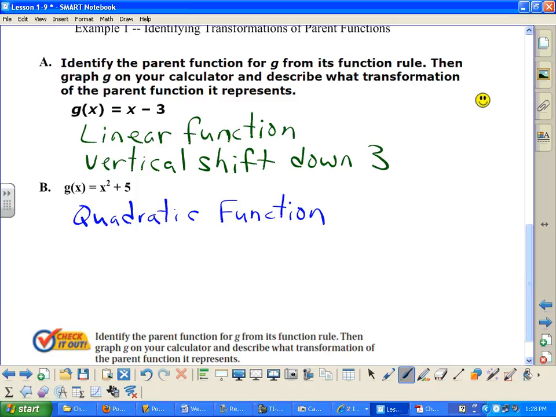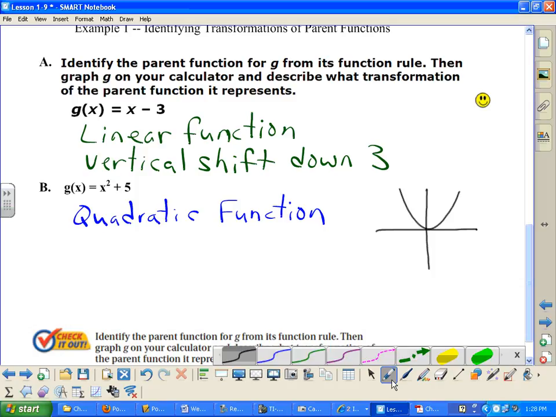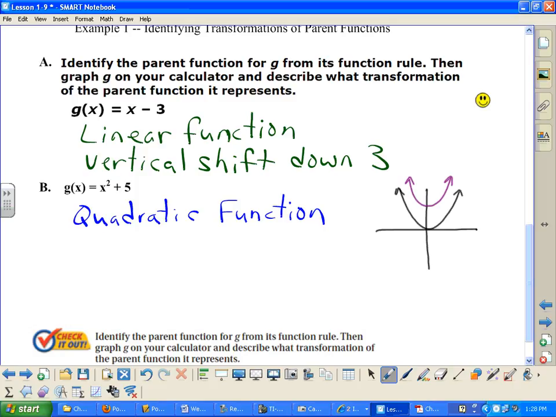And then what would be the transformation? If we look at the graph, here's the parent function, and here's our function of x squared plus 5. What's the transformation here? Brittany? Up 5, yep. Okay, so this is going to be a vertical translation, up 5.